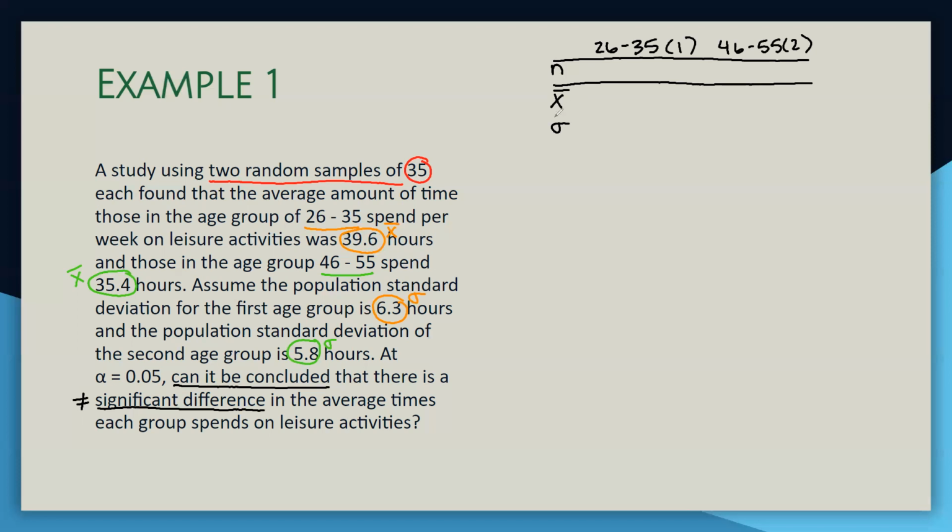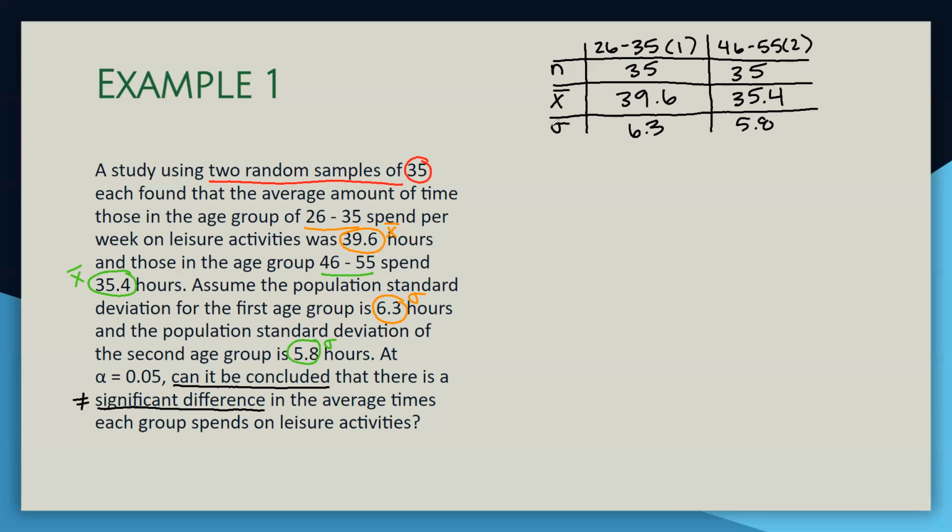All we're going to do is, in this table, record those values from the problem so that it's easier to keep track of what we're doing when we run our calculator test. So we know both sample sizes are 35. Group 1, the 26 to 35, is what I marked in orange: 39.6 as the mean and 6.3 as the population standard deviation. And then group 2, 46 to 55, is in green: 35.4 with a standard deviation of 5.8.